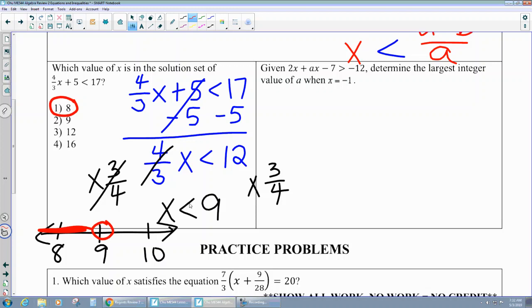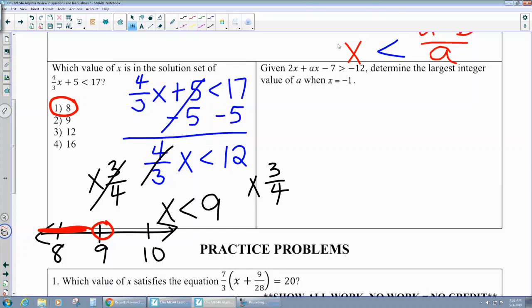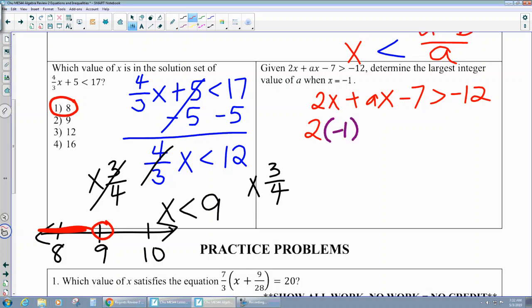Okay, last problem. Given 2x plus ax minus 7 is greater than negative 12. Determine the largest integer value of a when x is equal to negative 1. So again, let's just copy over the problem. So 2x plus ax minus 7 is greater than negative 12. Okay, well, they tell you x is equal to negative 1, so why don't I just try to plug that in? So instead of writing x, I'm going to replace that with negative 1, but everything else will stay the same. Minus 7 is greater than negative 12.